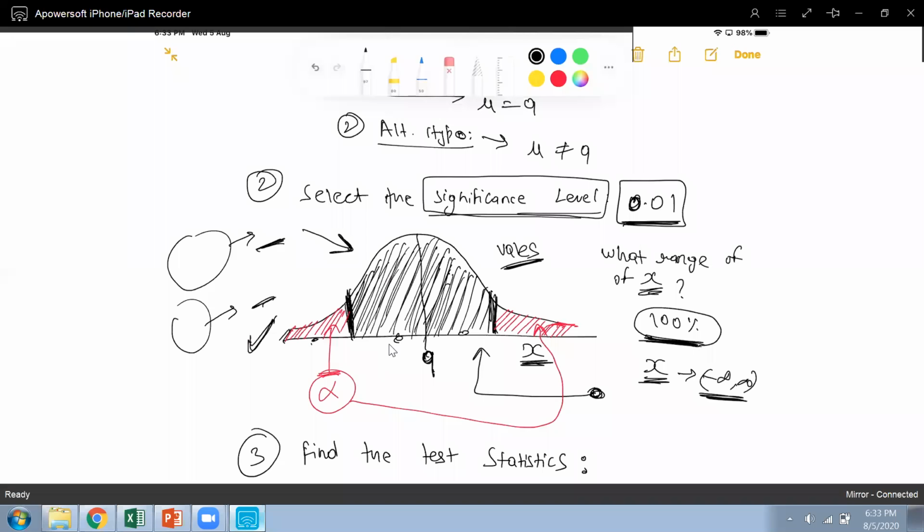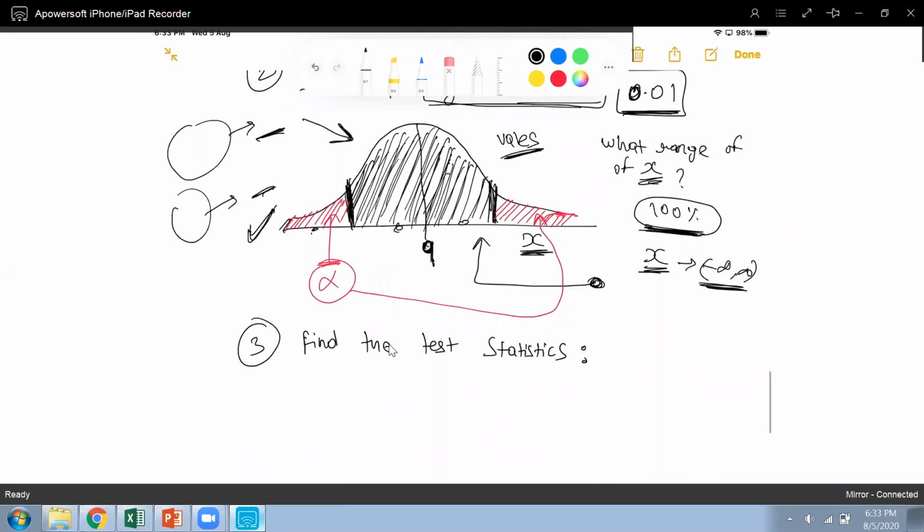What do you think? The population. Correct. Okay, so this belongs to the population. Now, I will calculate the test statistics for the sample, right?